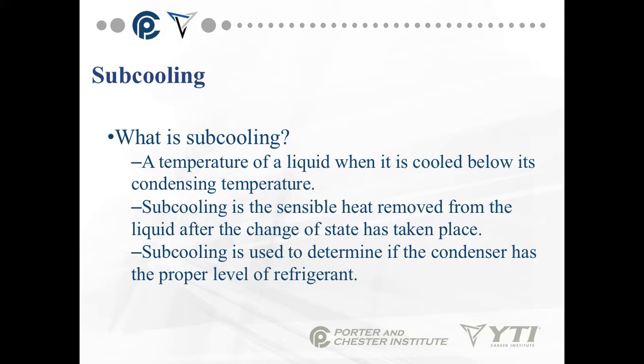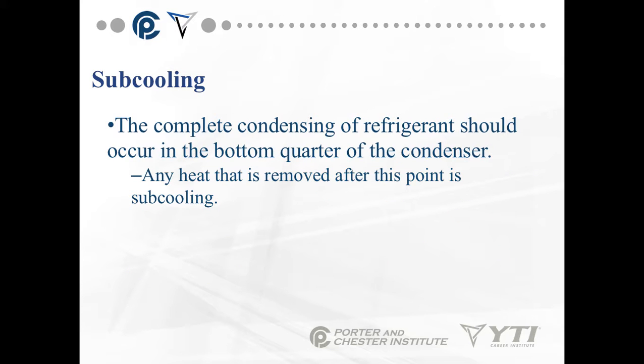Subcooling is used to determine if the condenser has the proper level of refrigerant. The complete condensing of refrigerant should occur in the bottom quarter of the condenser. Any heat that is removed after that point is subcooling. The general idea here is that you're using as much of the condenser as possible to do our latent heat change. We need to have enough of a charge in here so the condenser is relatively full of refrigerant that is changing state.